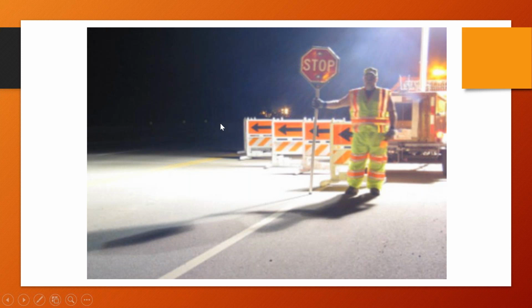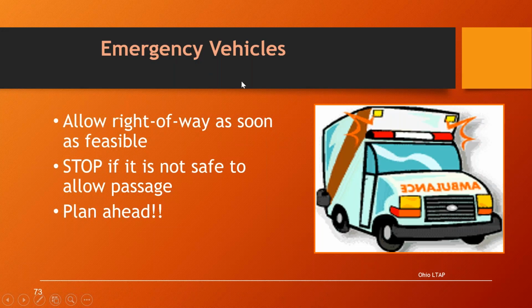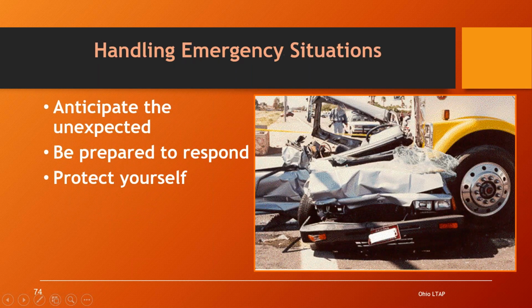The other thing is about emergency situations and emergency vehicles. We have to allow emergency vehicles the right of way as soon as possible. But you, the flagger, need to decide if they actually have safe passage. You don't want to send them through there if you've got traffic already coming through. So that's something to think about ahead of time.